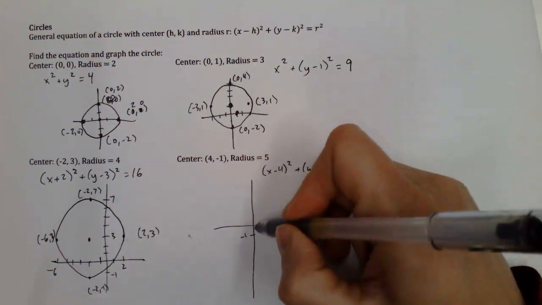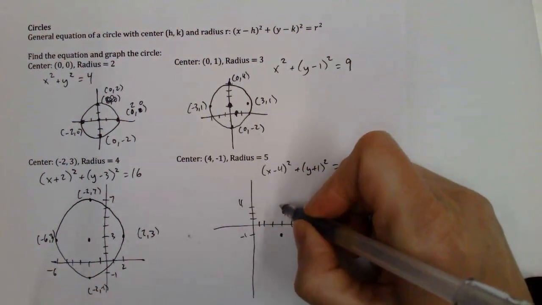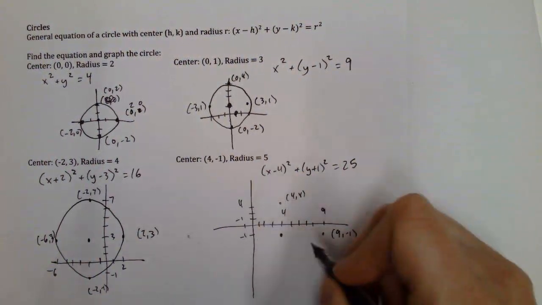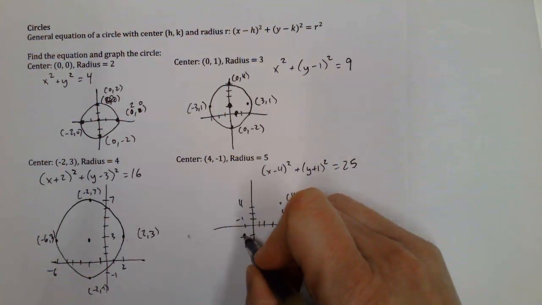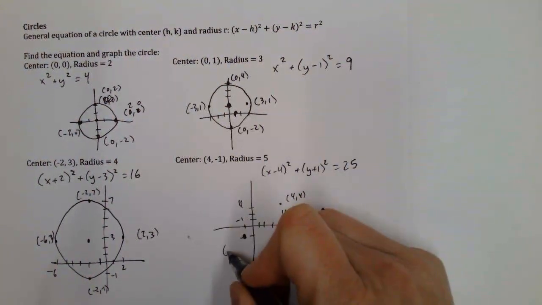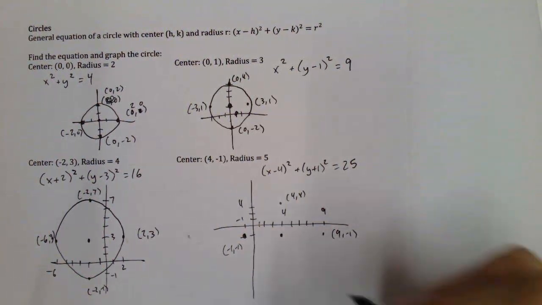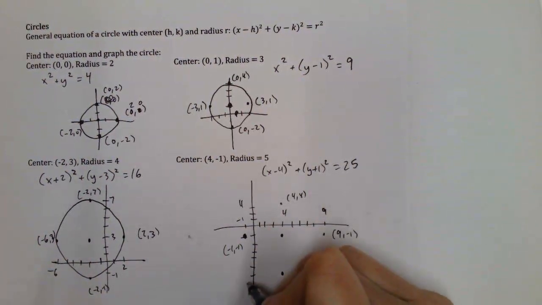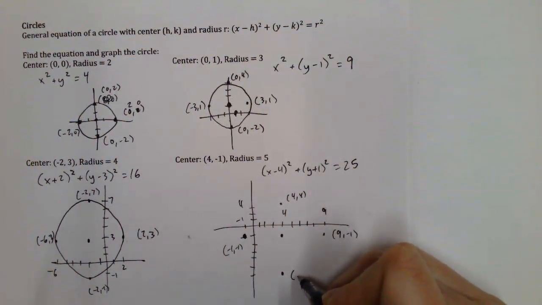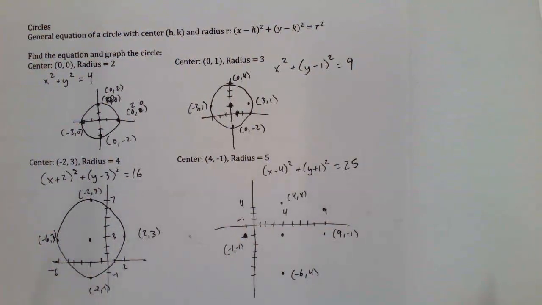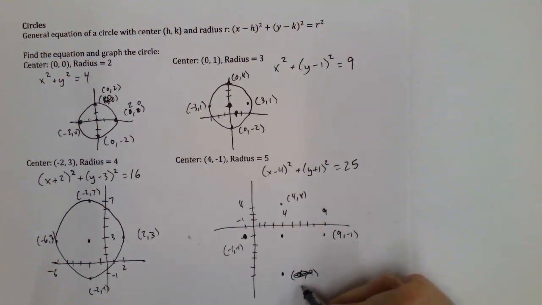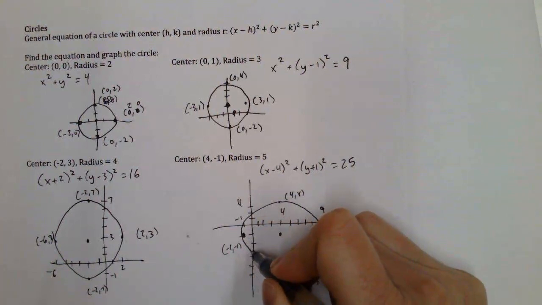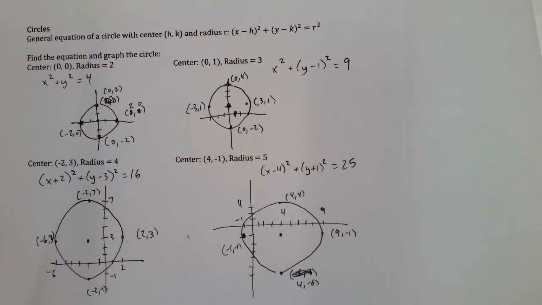Let's go up 5. So we've got 1, 2, 3, 4, 5. So that should give me 4, 4. Let's go left 5. That should be negative 1. And so the point's going to be right there where I had my label. So that'll be negative 1, negative 1. And then let's go down 5. 1, 2, 3, 4, 5. That should give me 4 comma negative 6. Nope, I just wrote that backwards. 4 comma negative 6. There we go. And that one is not as good of a picture, but there's where it would be.